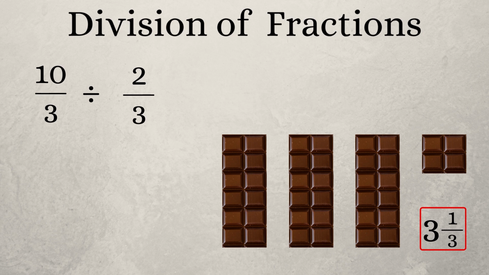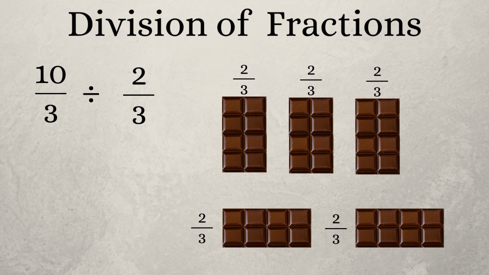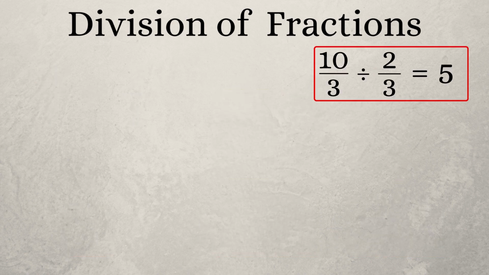So we need to put the 10 by 3 of these chocolates into groups of 2 by 3. And when we attempt to take the 2/3 from the wholes, we get 1/3 of the chocolates remaining. And grouping them together, we again get 2/3 of the chocolates. And finally, we have 5 such groups. So 10 by 3 divided by 2 by 3 is 5.